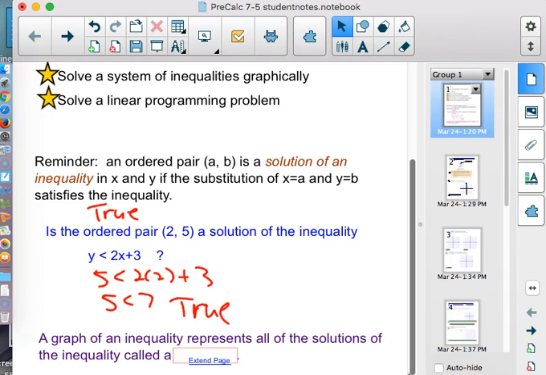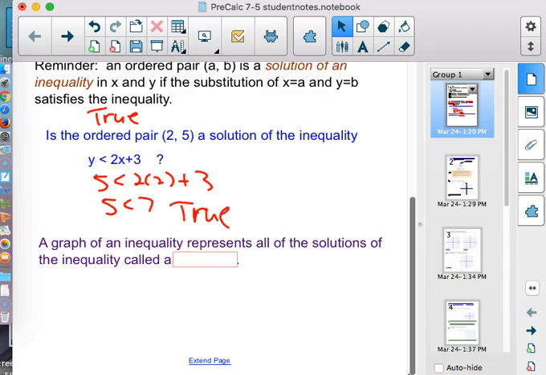Now, that's not a system, because a system is more than one inequality. But that's how we test it. If we want to know which way to shade that something is not solved for y, we can always test a point. If possible, we want to test the point (0, 0), because it's so easy to put 0. So a graph of an inequality represents all of the solutions of the inequality, and that again is called a half plane. It's like half a sheet of paper that just goes on forever. Something that's a plane would cover the whole planet, but a half plane would be slicing that in half.